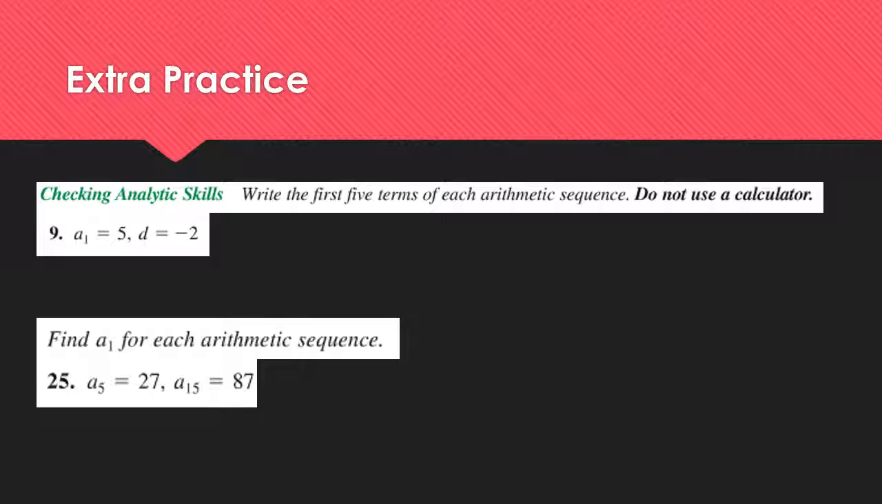The rest of this is extra practice, so pause the recording as you go through these, try them out, then resume to check your answers. Do this through the rest of the recording.